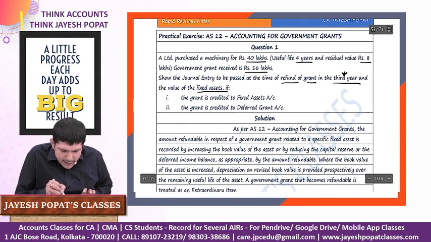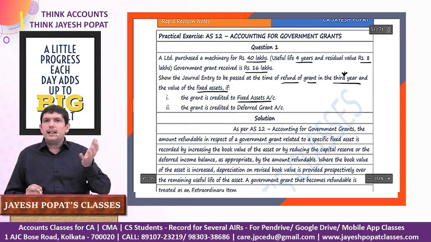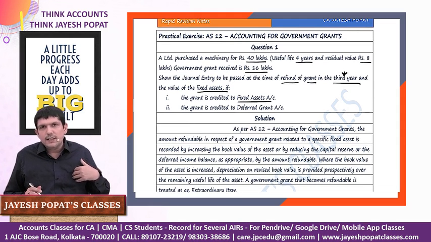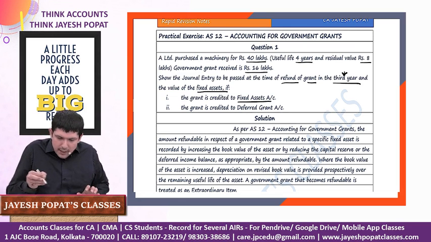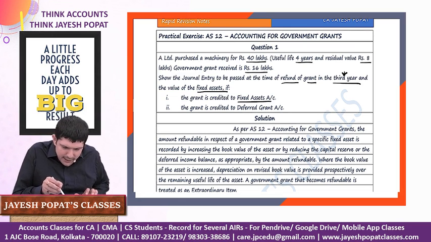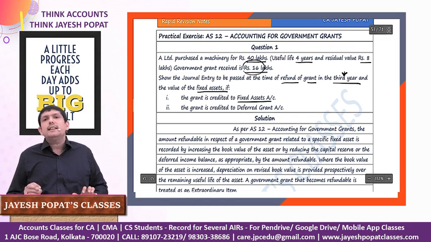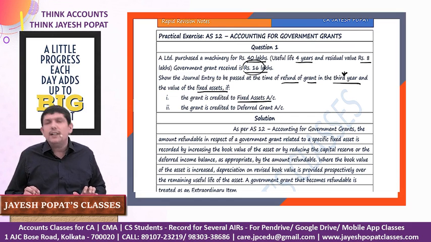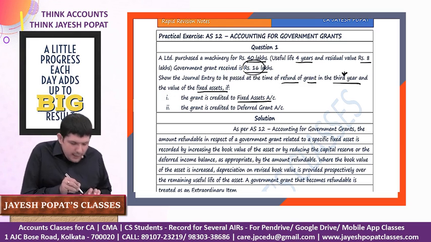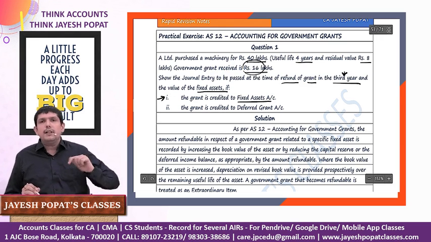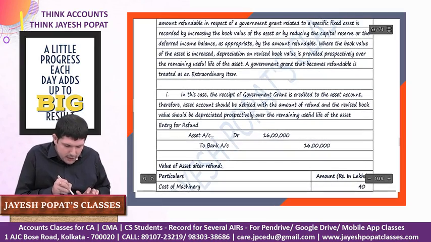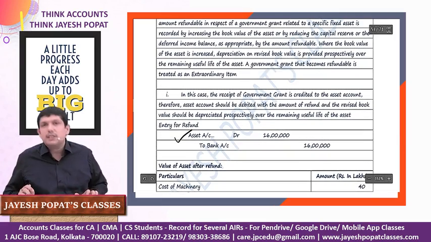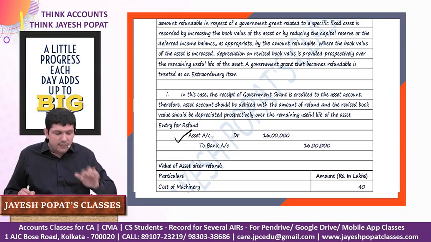If the grant, when it is received, is credited to the fixed asset, then when it is refunded, you will debit the fixed asset account. So let's say 16 lakh rupees is refunded. If the entire grant of 16 lakh rupees is refunded, under the first method my entry will be fixed asset account debit to bank account. My entry will be machinery account debit to bank account 16 lakh, because the entire amount has been refunded.